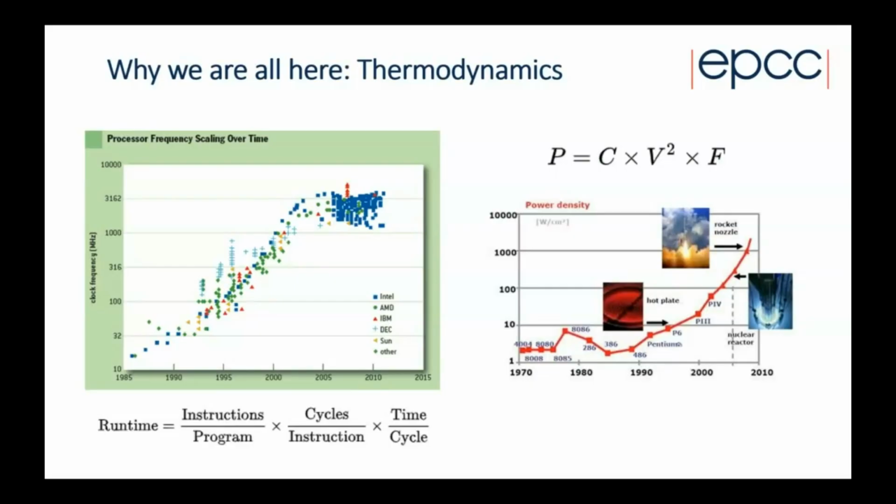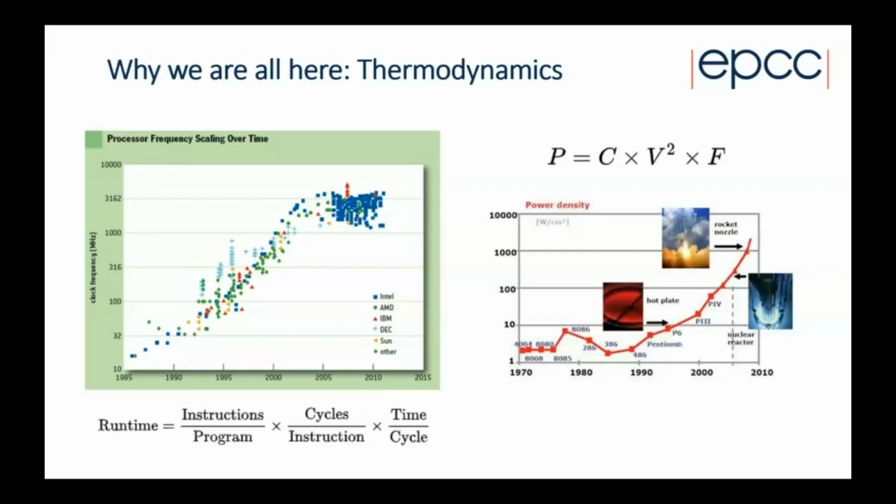So if we look at this equation on the bottom left, the runtime of a program is a combination of the instructions per program, so the total amount of work we've got to do, calculations to do, the number of cycles we take to do each instruction. Now that may be going to fetch memory or whatever else, but there's some number of cycles we need to complete each piece of work, and the time it takes us to do each of these cycles.